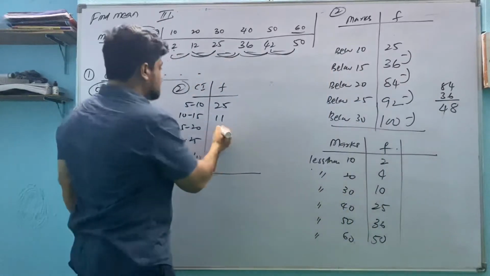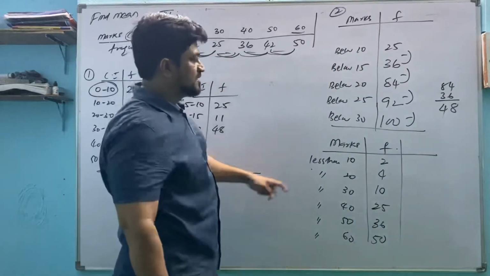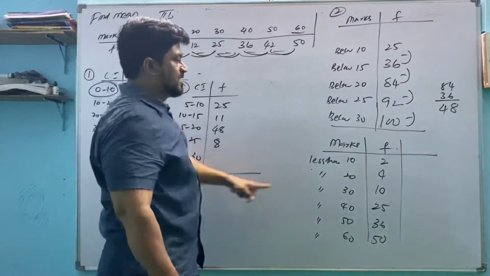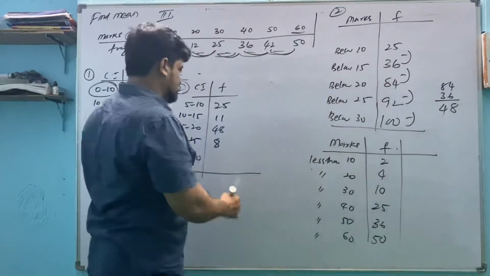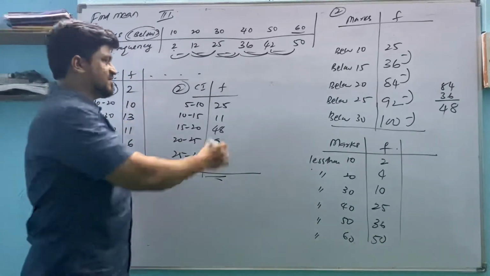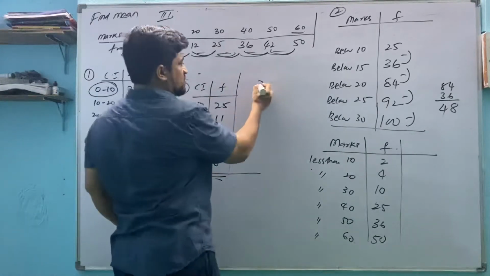48. Then 92 minus 84, 8. 100 minus 92, 8. Lots of 8s in this one. So this is the second question. Third one, how to arrange this one?